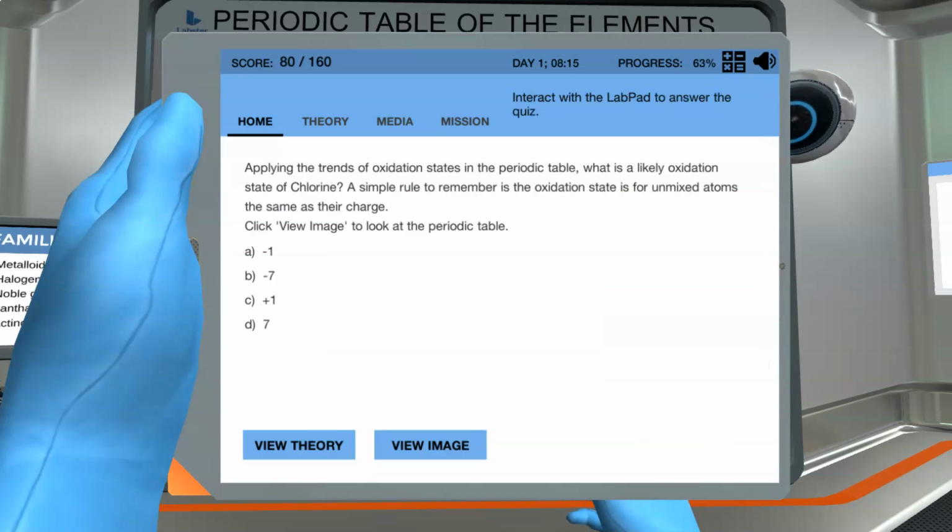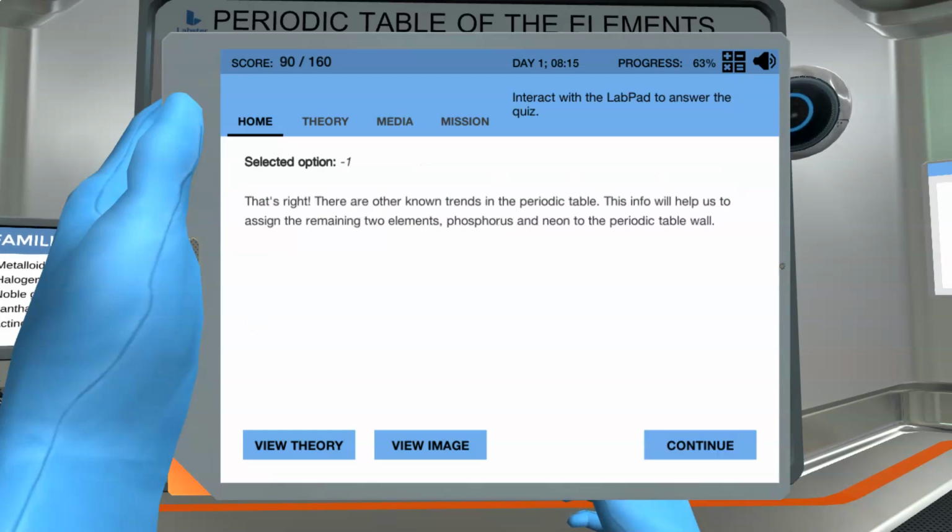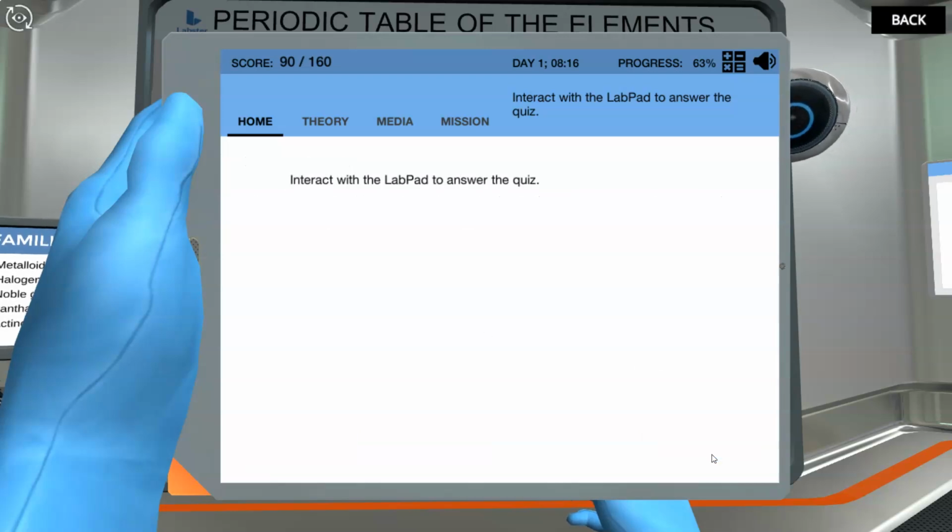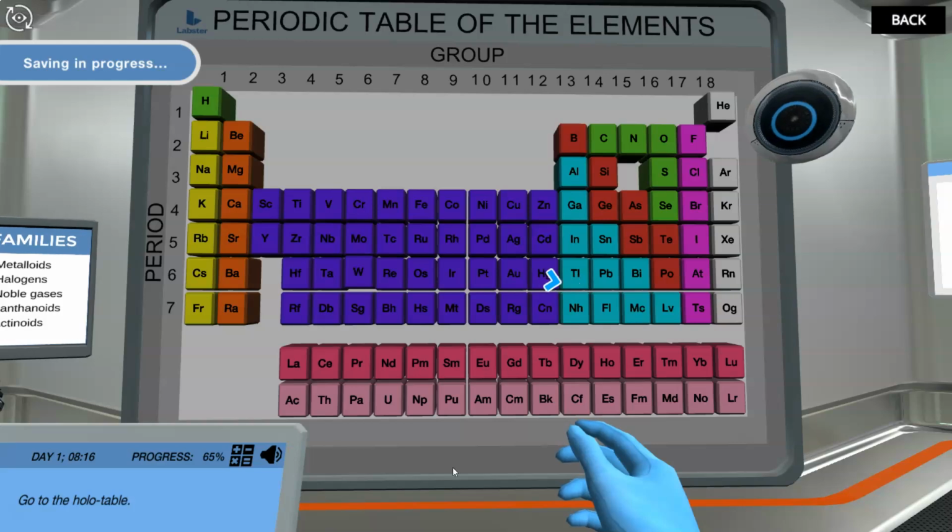Applying the trends of oxidation states in the periodic table, what is a likely oxidation state of chlorine? A simple rule to remember is the oxidation state is for unmixed atoms the same as their charge. Click View Image to look at the periodic table. That's right. There are other known trends in the periodic table. This info will help us to assign the remaining 2 elements, phosphorus and neon, to the periodic table wall. Go to the hollow table.